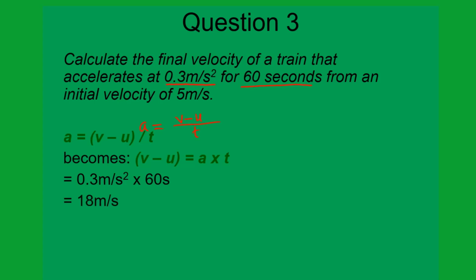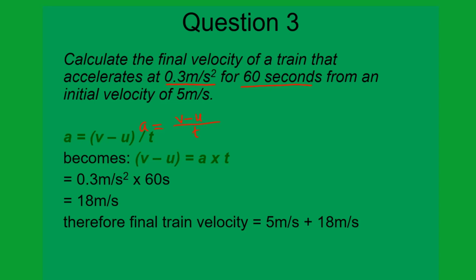So change in velocity here 18 meter per second, but initial velocity u is given, so we have to find out the final velocity. So therefore the final velocity will be 5 meter per second plus 18 meter per second.